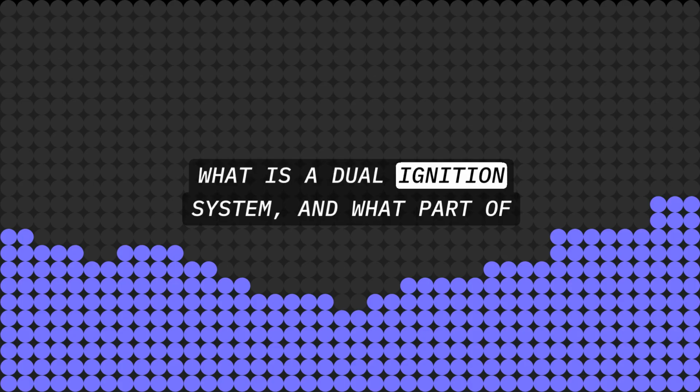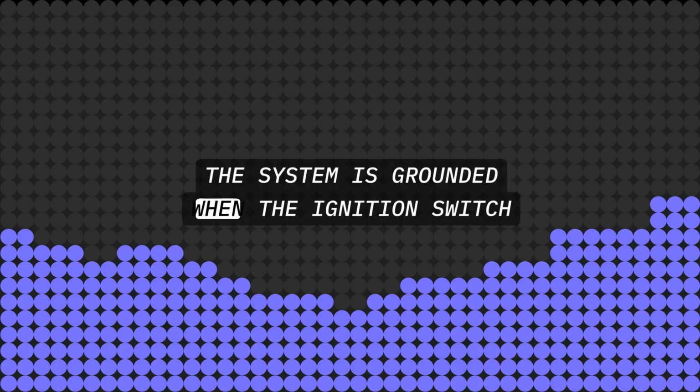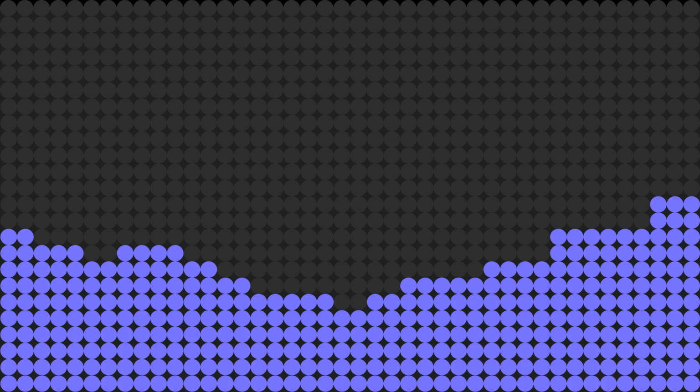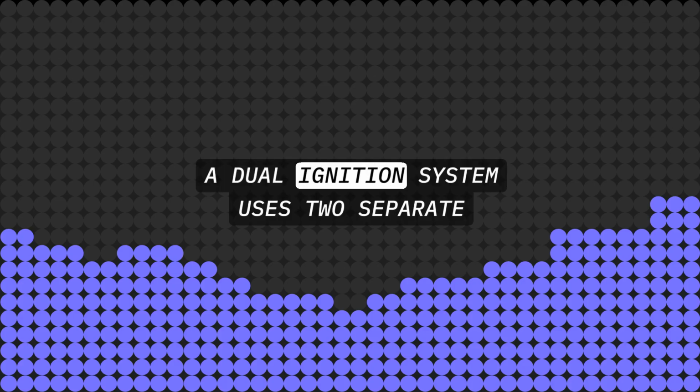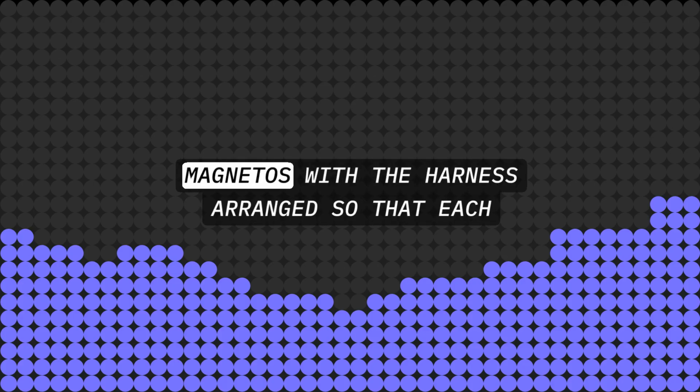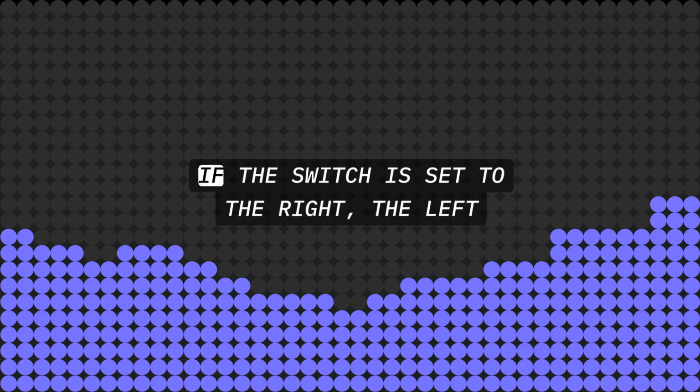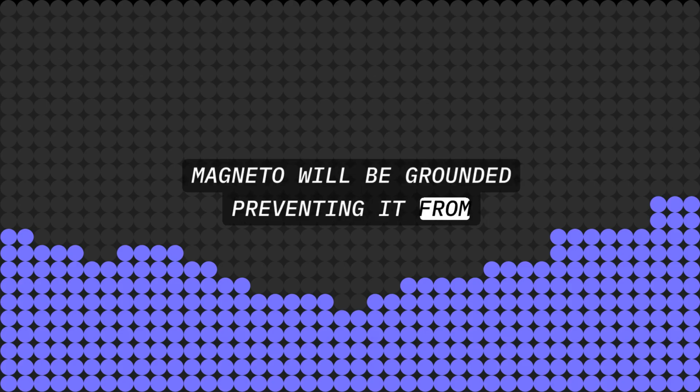What is a dual ignition system, and what part of the system is grounded when the ignition switch is placed in the right position? A dual ignition system uses two separate magnetos, with the harness arranged so that each magneto fires one plug in each cylinder. If the switch is set to the right, the left magneto will be grounded, preventing it from firing.